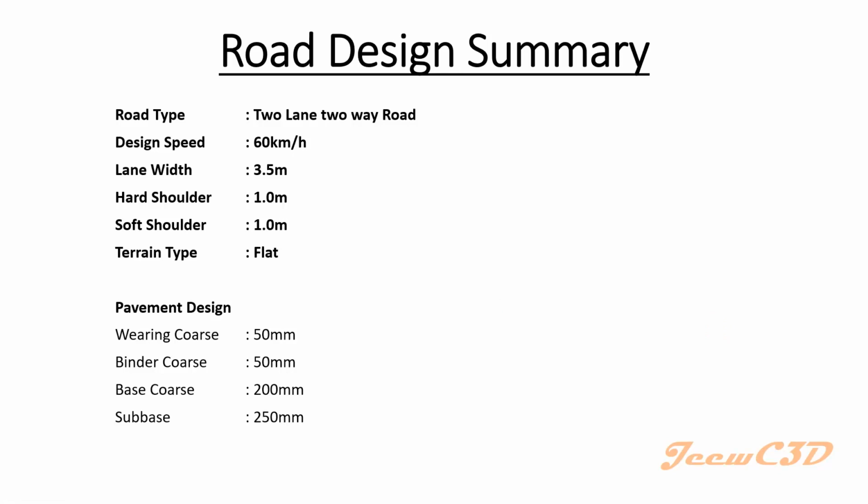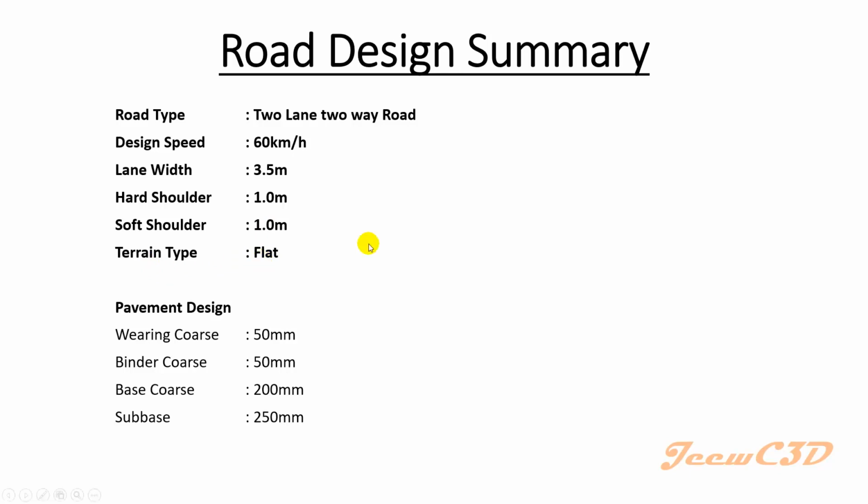So this will be your road design summary. You have to design a road which is a two-lane, two-way road. Two-lane, two-way means you have two lanes, one side for one direction, the other side for the other direction. That is what we call a two-lane, two-way road. Your design speed would be 60 kilometers per hour. Your lane width would be 3.5 meters. Hard shoulder would be 1 meter. Soft shoulder would be 1 meter. Terrain type would be flat terrain.